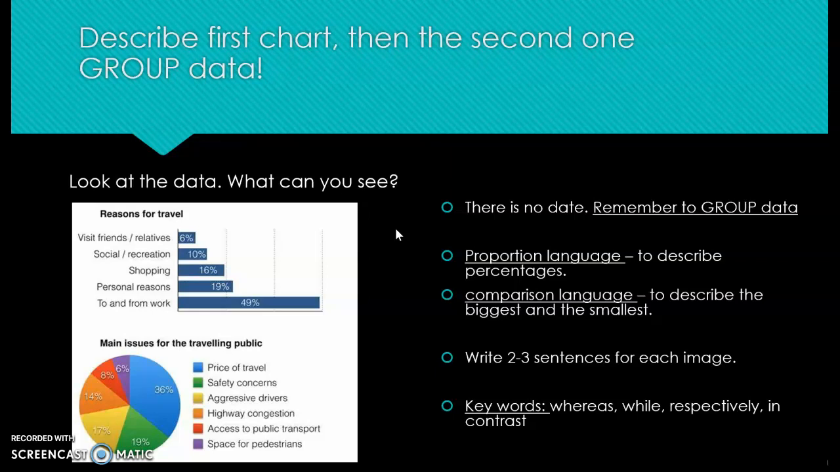Your language of proportion to describe percentages. Your language of comparison to compare the data. And you want to write 2 or 3 sentences for each image. Don't forget our keywords, whereas, while, respectively, and in contrast. So you've got quite a lot of interesting things to say here. You've also got a lot of words, so be careful to spell these words correctly.